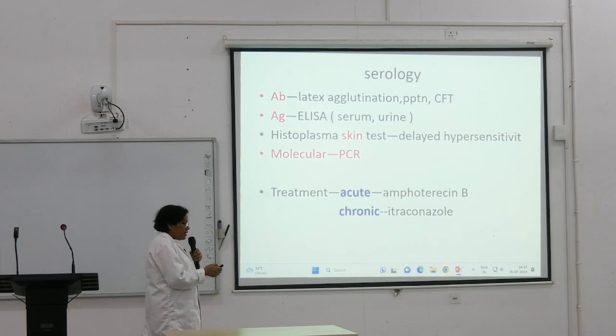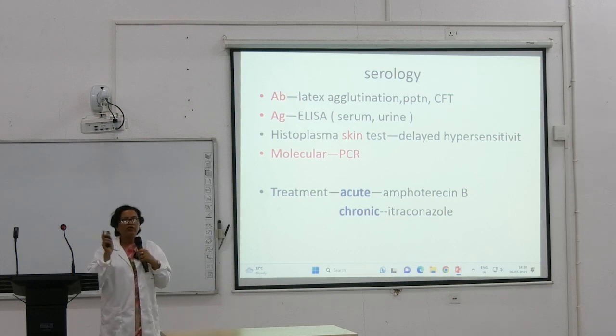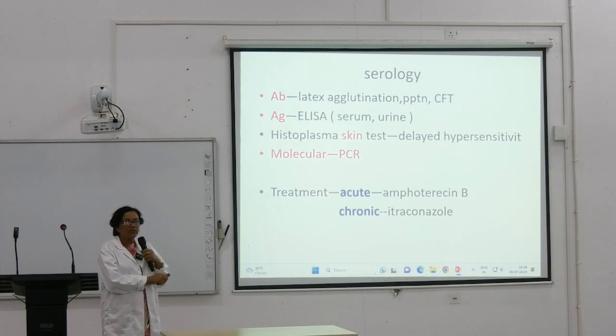And treatment for acute case, amphotericin B and chronic itraconazole. These two names you have to keep in mind. For fungal infection, one is amphotericin B, next is itraconazole.